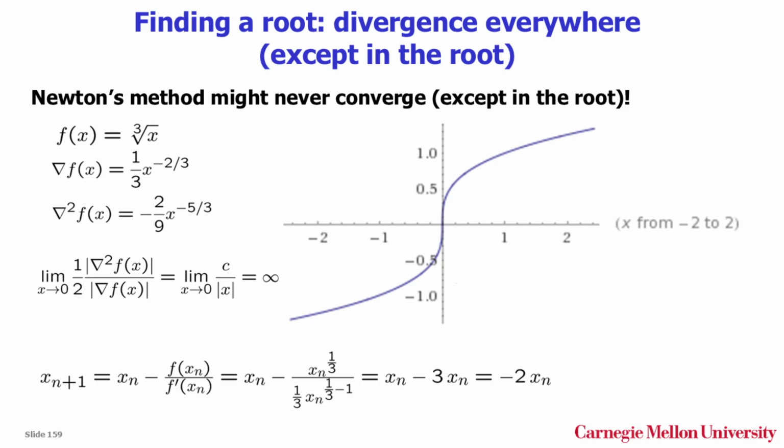Using the derivatives, we can compute the Newton update rule. In this case, it becomes x_{n+1} equals minus 2 times x_n. This implies that unless we start exactly at x equals 0, Newton's method will diverge.